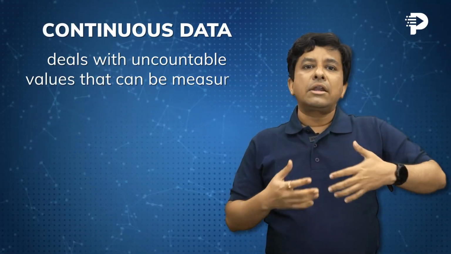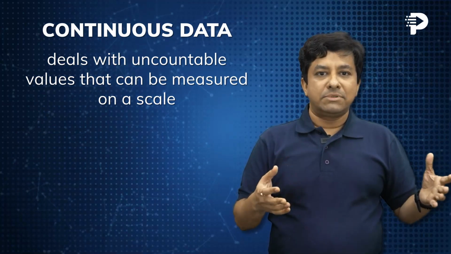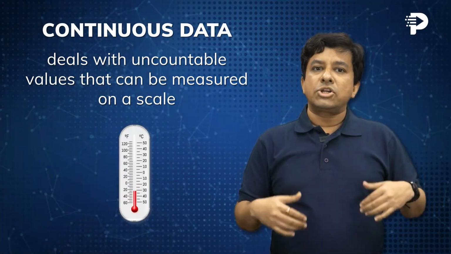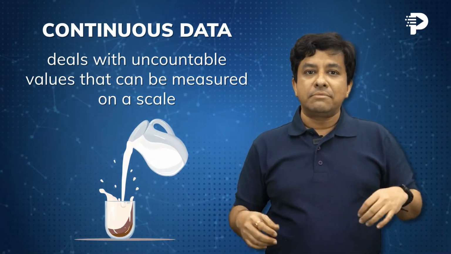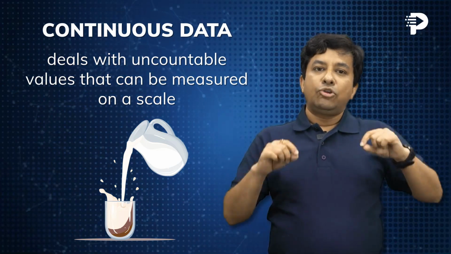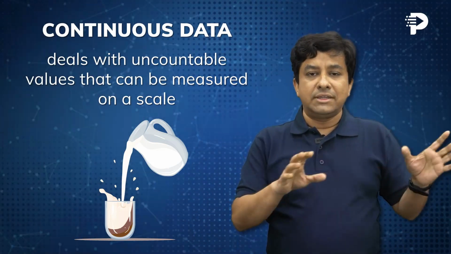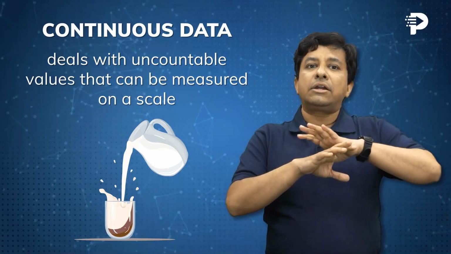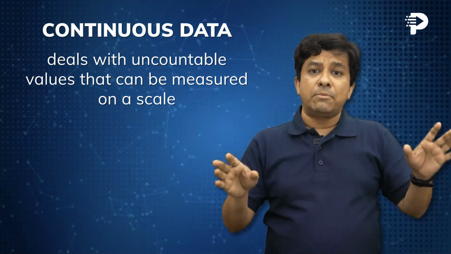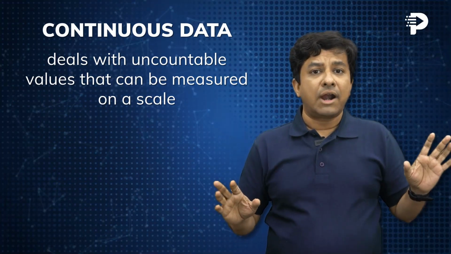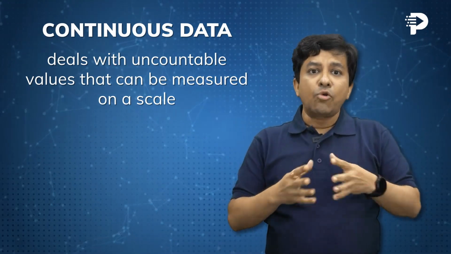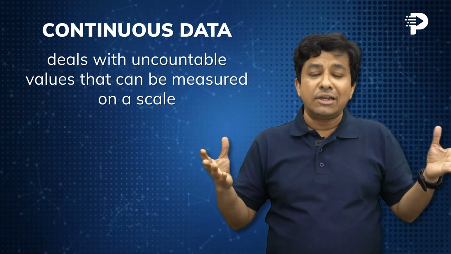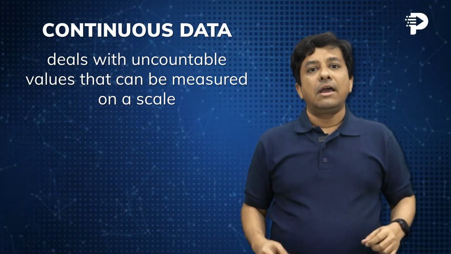Let's think of continuous data, on the other hand, which deals with uncountable values that can be measured on the same scale. So think of the temperature in your city, or the height of a building, or the amount of milk that you put in your coffee. You can always add a few drops here and there, and the quantity of milk can take continuous, even fractional values in any units you use for measuring. So continuous data typically can take countless, infinite numbers of values in a certain range.